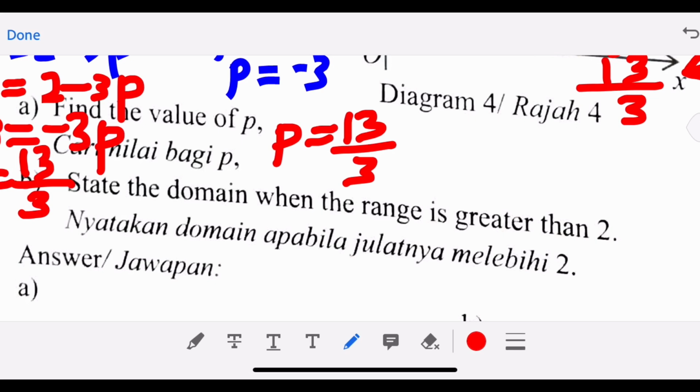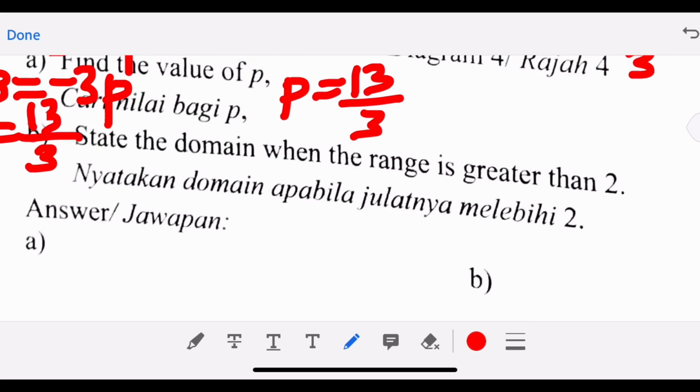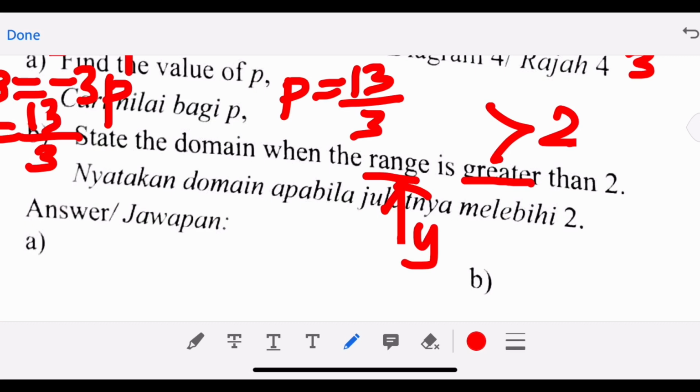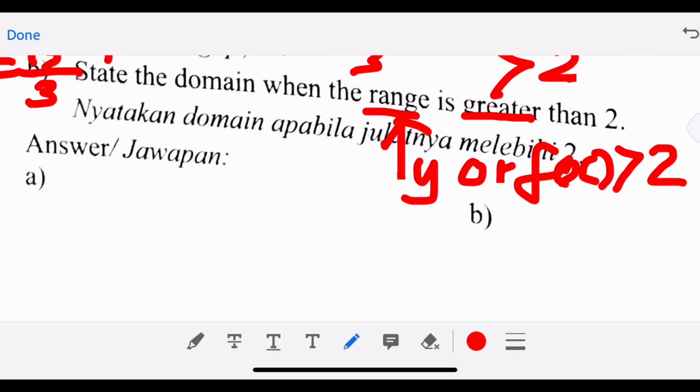Now we need to answer the question: find the value of p. Okay, state the domain again when the range is greater than 2. Right, just now I highlighted, range means what? Means y or f(x). So meaning that when the y value is more than 2, what is the corresponding domain of x? So we need to study the graph. Let's go to the graph and highlight the range which is greater than 2.